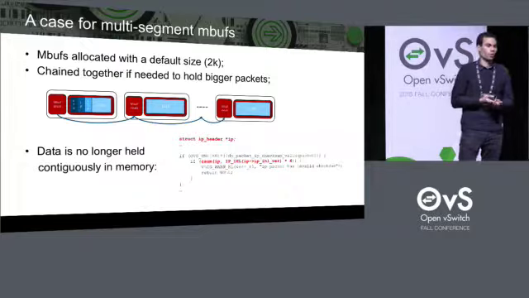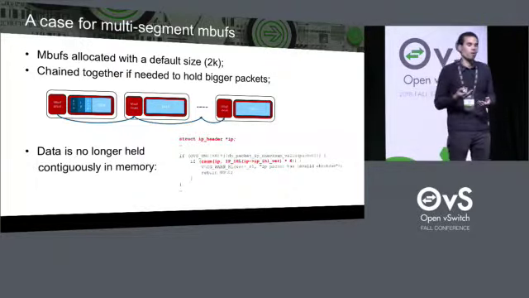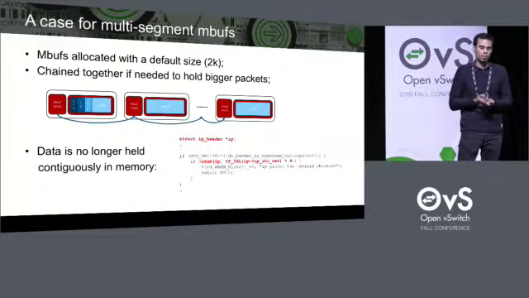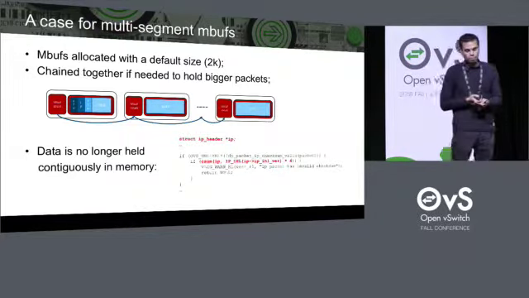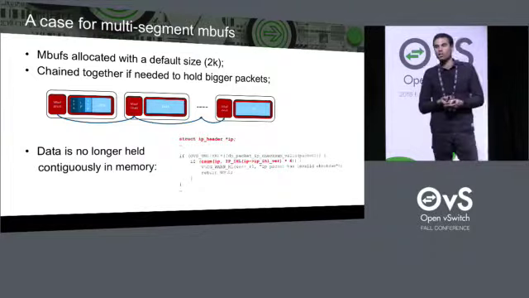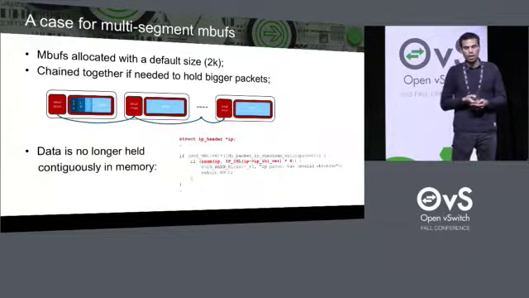However, this doesn't come without drawbacks either. And the main drawback around the multi-segment MBUFs is that now, instead of having the data represented contiguously in memory by a single MBUF, we now have the data spread across a chain of MBUFs.